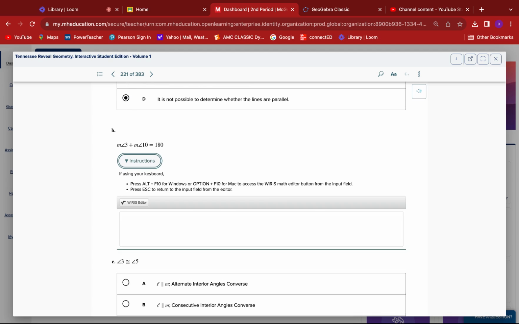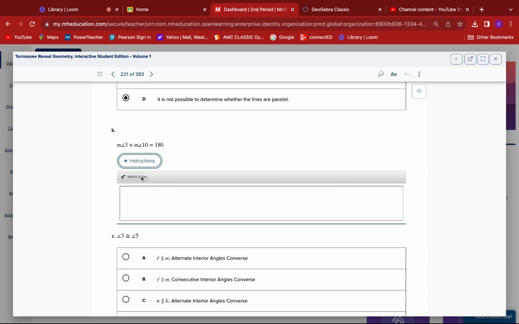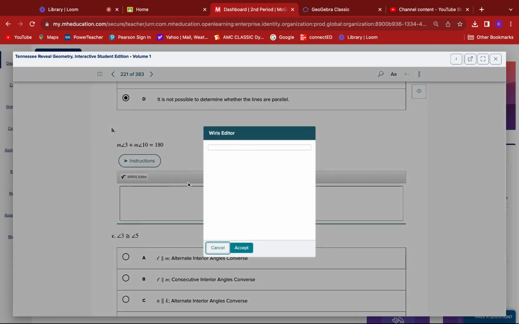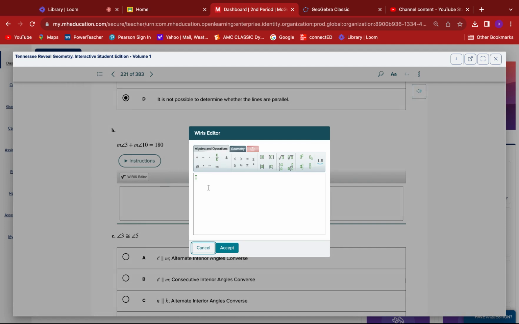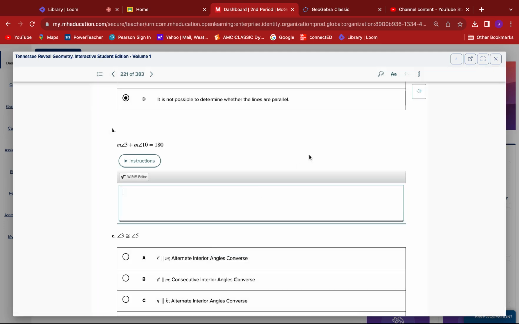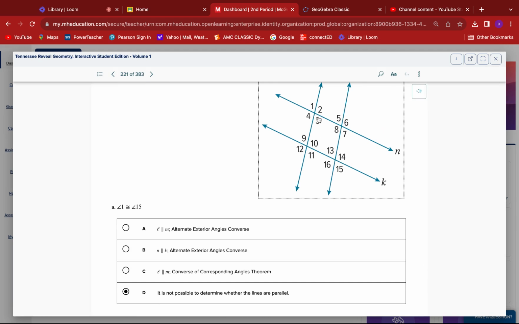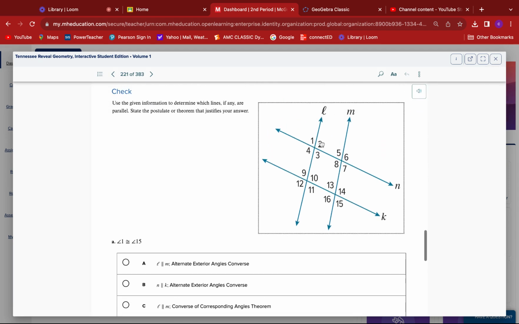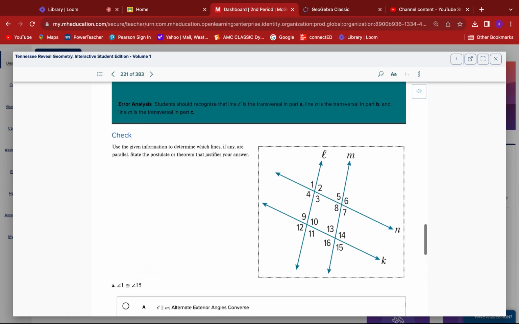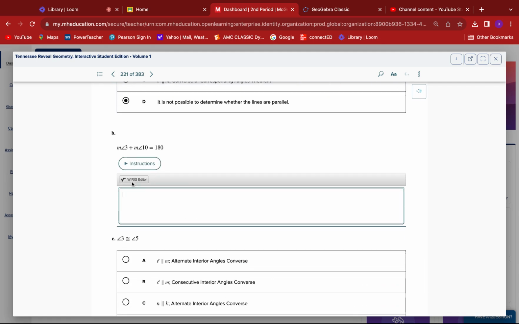For Windows, in for Mac, Math Editor button. Okay. So I'm not sure what it wants me to put in the equation editor because I don't know what their measures are. But yeah, I would say that L is my transversal. It crosses N and K. And since they're consecutive interior, I'd say N is parallel to K.